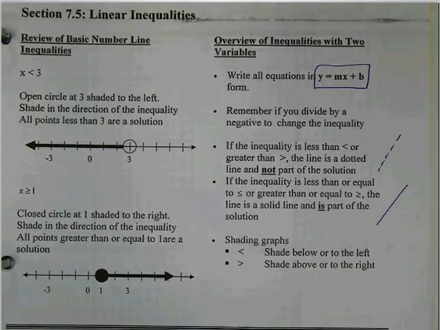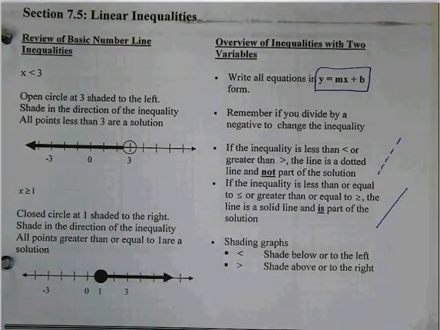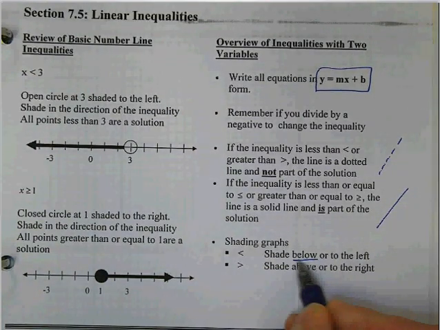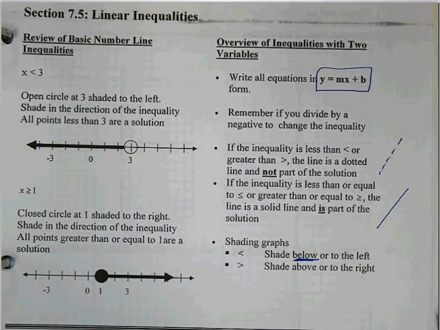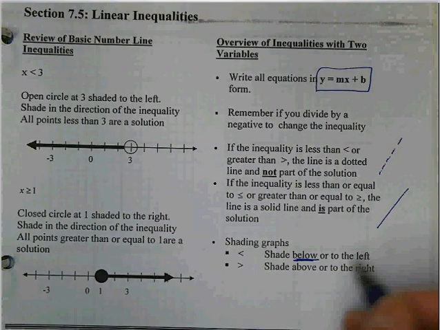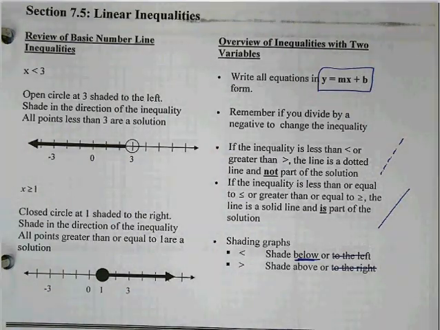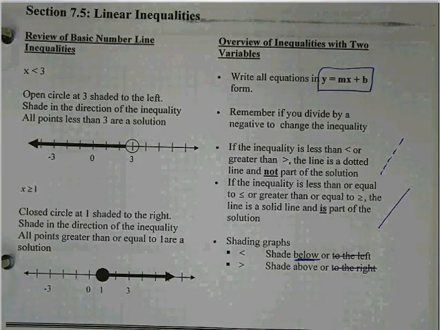So, shading. This is the really simple part. If it's less than, we shade below. Always think below. And actually, I'm going to cross out to the left and to the right because that's actually confusing to some people I found last year. If it's greater than, we shade above.